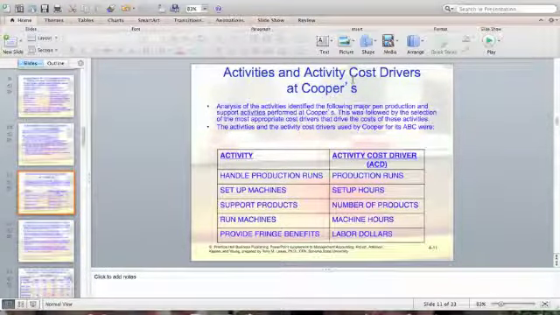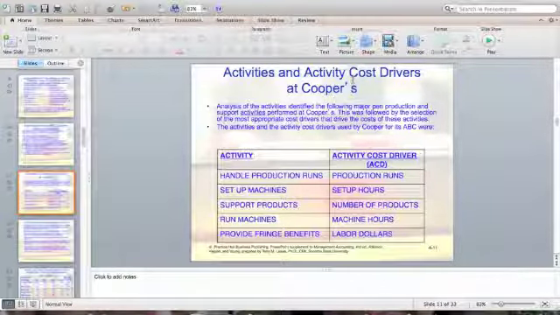So we have two types here. We have the activity, this is the process that uses up overhead. And we have the activity cost driver. This is what influences the increase of use of the process. So for example, if I have a process called handle production runs, I can measure how much it's being used by knowing the number of production runs. Okay? If I have a process called setup machines, I can measure by knowing the amount of setup hours. Alright? Now, same for support products, same for run machines.